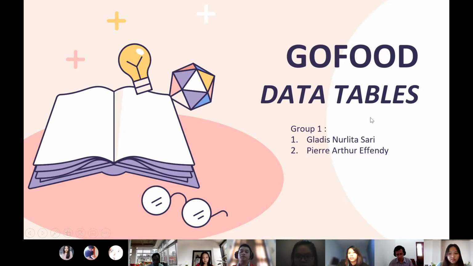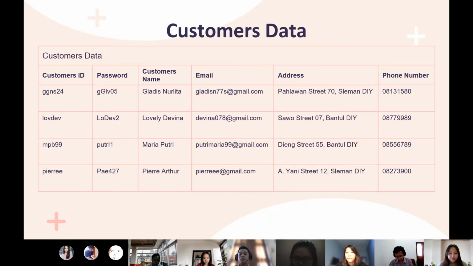Good afternoon, friends and sir. We are from group one, and today we are going to present our database tables. Based on our DFD, there are three databases: the customer database, the menu database, and the transaction database.